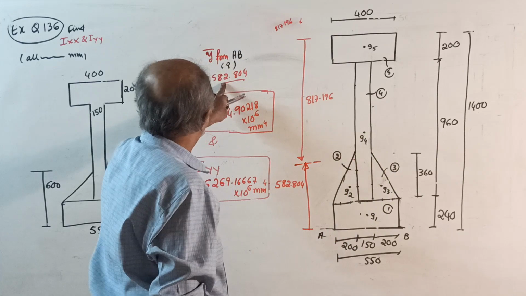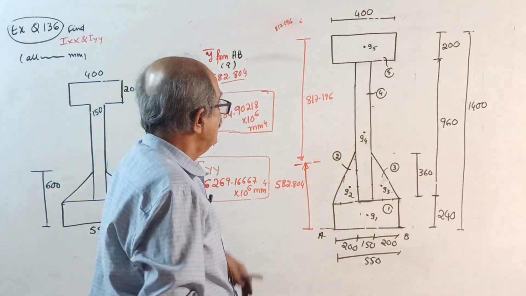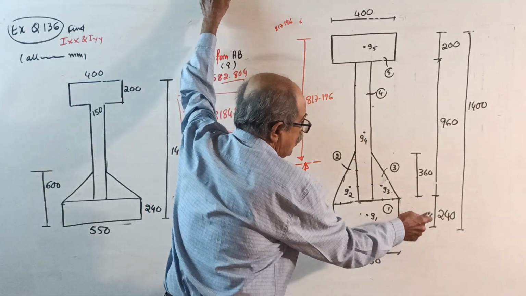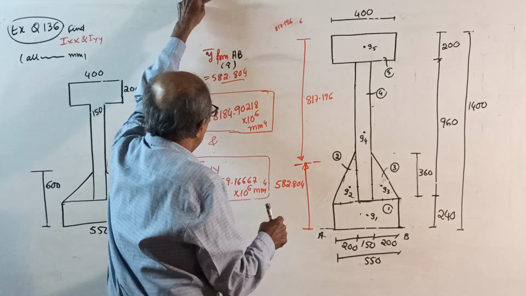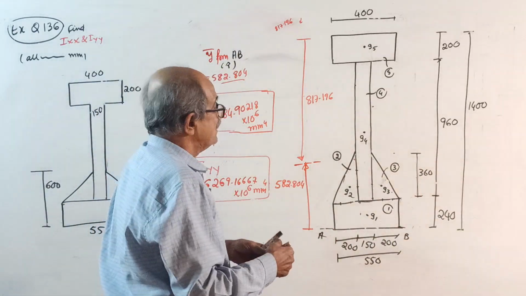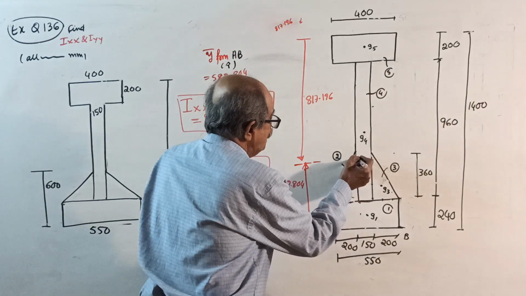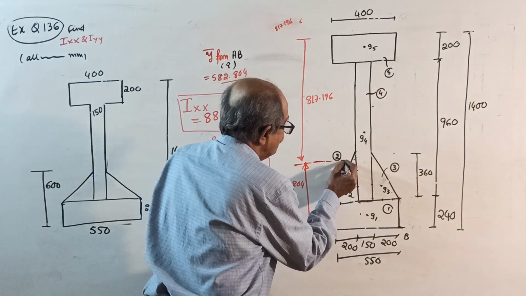I got 582.804. See, this is 240 plus 360, 600. You can see here. You got how much? 582. See, last question, it came slightly above. Now it will come below. See here. It will come slightly below.